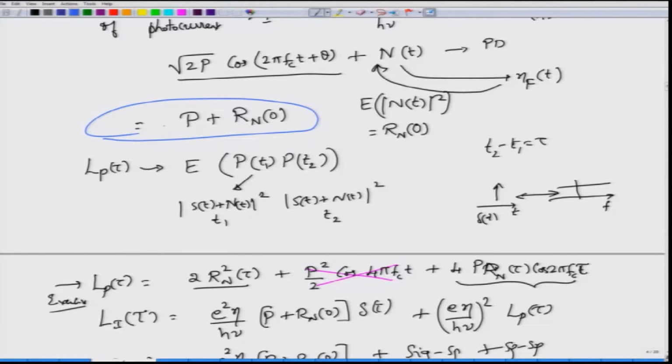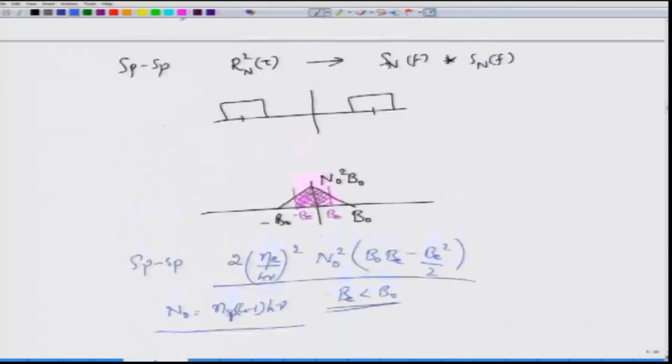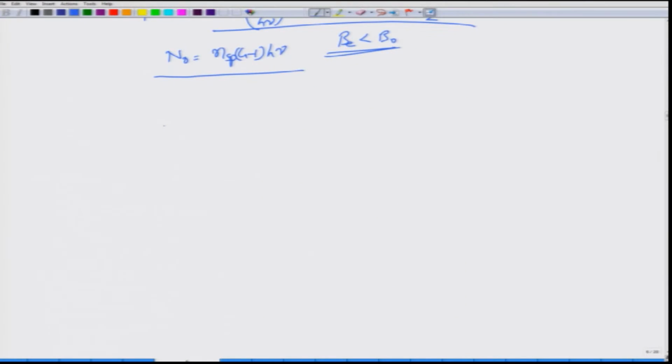So, when you actually look at what is the output of your amplifier noise, you will see that you will have signal term, you will have signal spontaneous as well as spontaneous spontaneous noise beating, okay. So, the total noise variance that you are going to get from this will depend upon the shot noise component, okay. The shot noise component was given by R n of 0 plus P, okay, and then you have the signal spontaneous term and then the spontaneous term, okay.